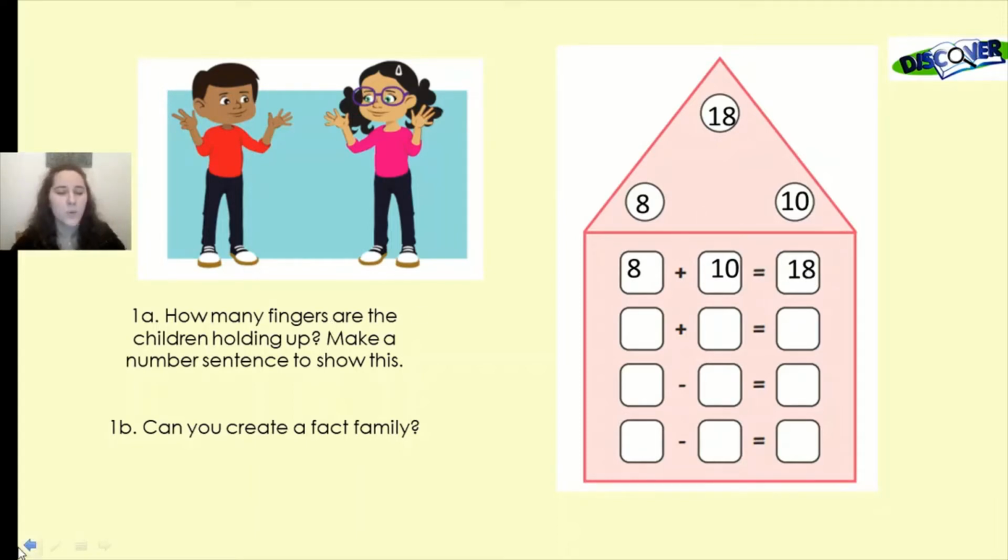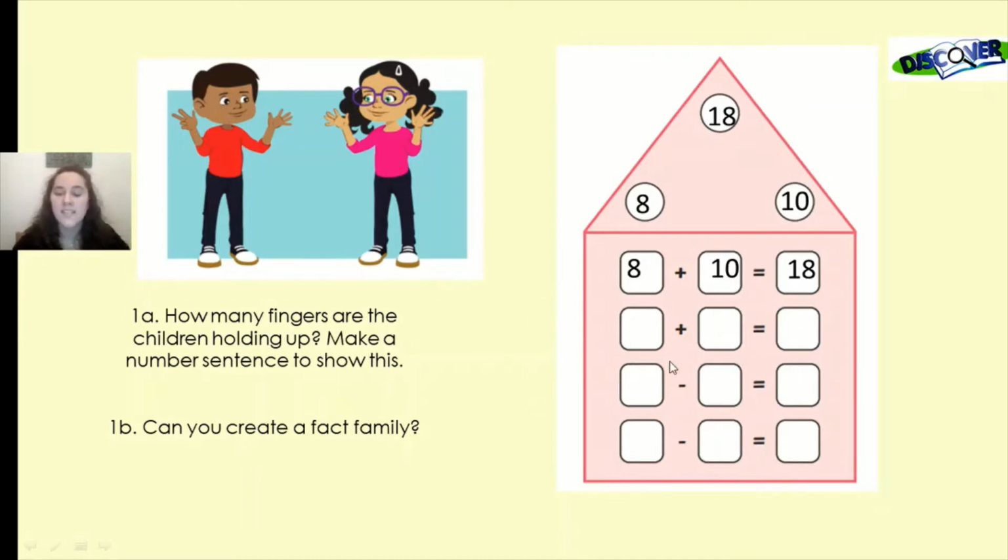So now we can do 1b. It says, can you create a fact family? So here is how I'm going to create the rest of my fact family house. Now I've done my first number sentence in the house already. 8 plus 10 equals 18. And if I have a look, my next number sentence is another addition number sentence. Now I'm only going to be using the numbers from this part-whole model here, so I'm not going to be using the number 6 or the number 12 because they are not in my part-whole model, and so they can't be part of my fact family.